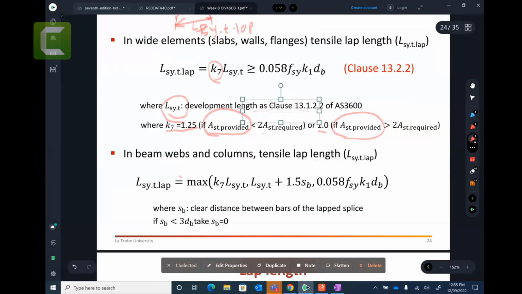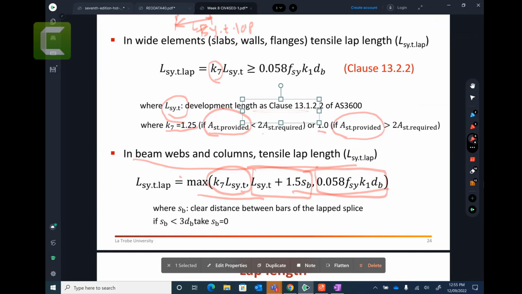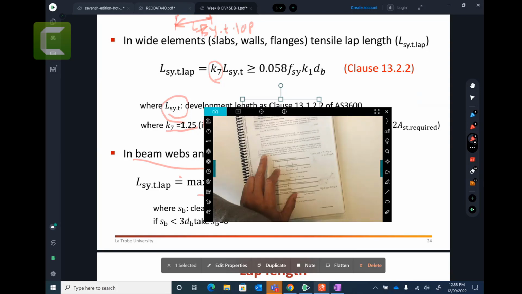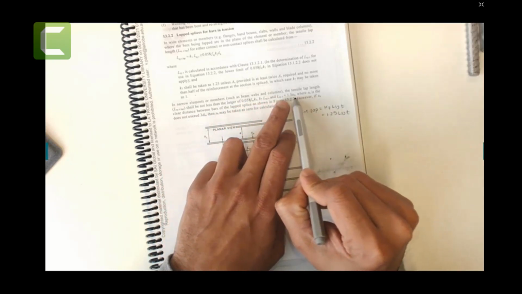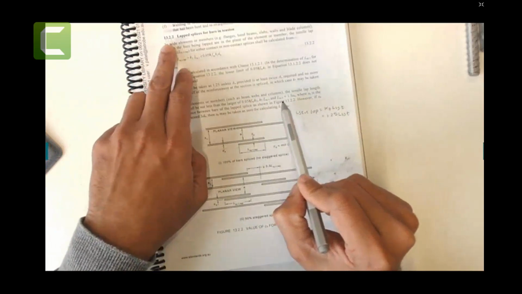All right. For beams and columns, tensile lap length is the maximum of this one, or this one, or this one. Right? So I can get it somewhere. Here you go. For narrow elements or members such as beam, wall, and column, tensile lap length shall not be less than the larger of this first one, second one, and third one. That's given in clause 13.2.2, lap splice for bars in tension.